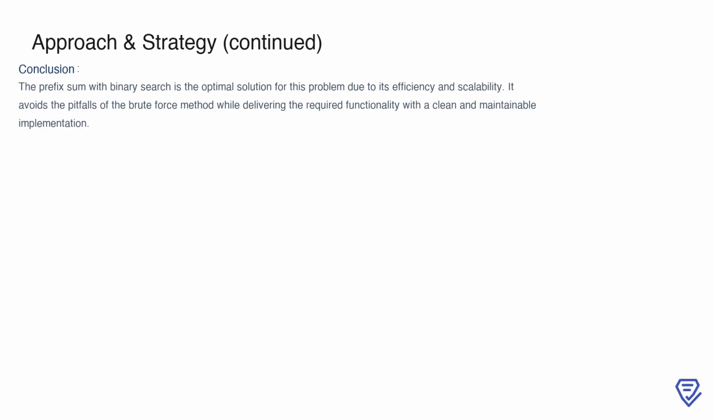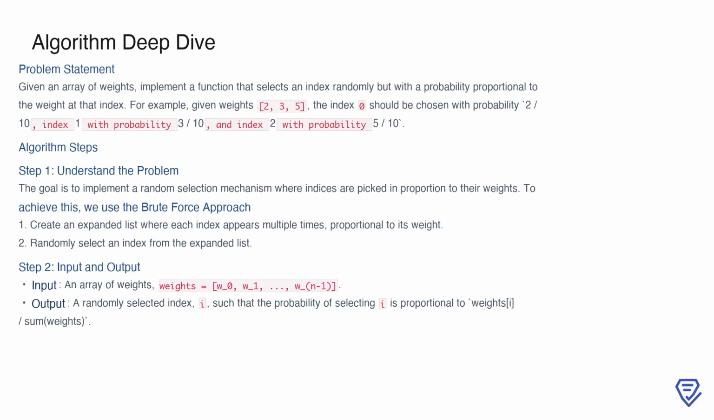The pre-processing step ensures that random index selection is proportional to the weights, and the use of binary search ensures that queries remain fast even for large datasets. This combination of efficiency, simplicity, and scalability makes it the best choice for solving the problem of random pick with weight.